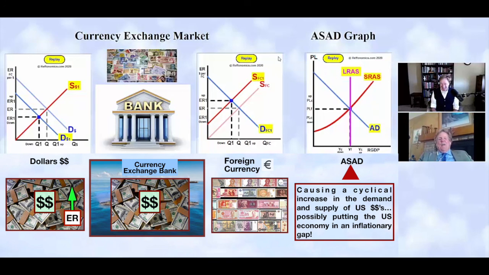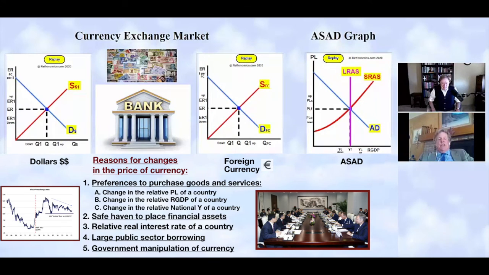Okay, good. I hope everybody's getting a little bit of a hang of this, because we're getting to the fifth reason for changes in the price of currency, which is when governments try to manipulate their currency. Let's look at the dollar market and the foreign currency market. Let's look at the yuan, which is a Chinese currency. And let's say China is having problems because their currency is rising in value, and they don't want that to happen because they're an exporting country.